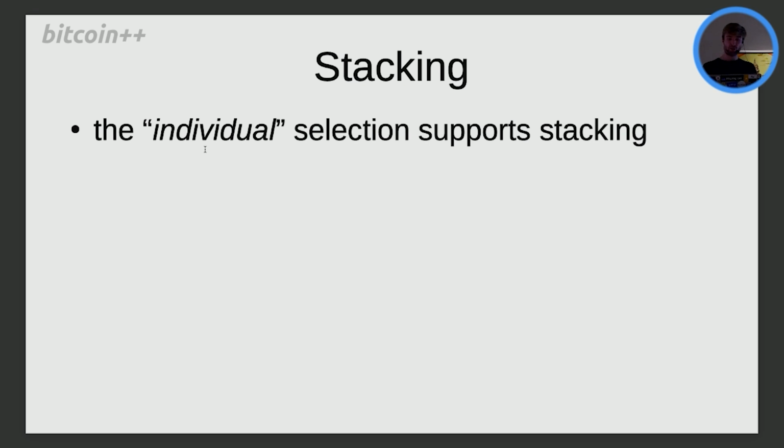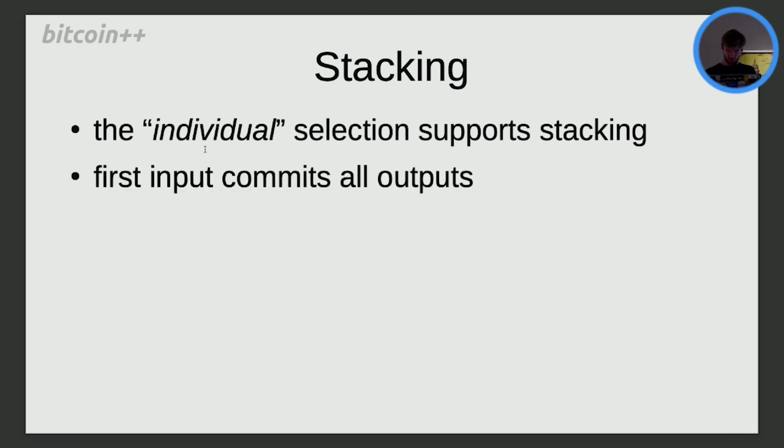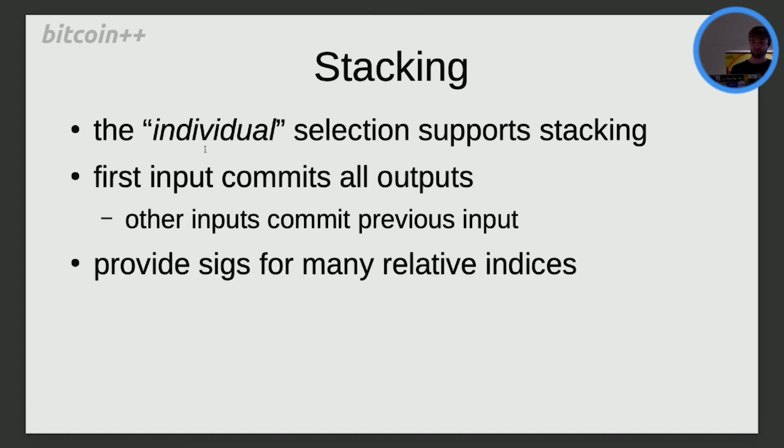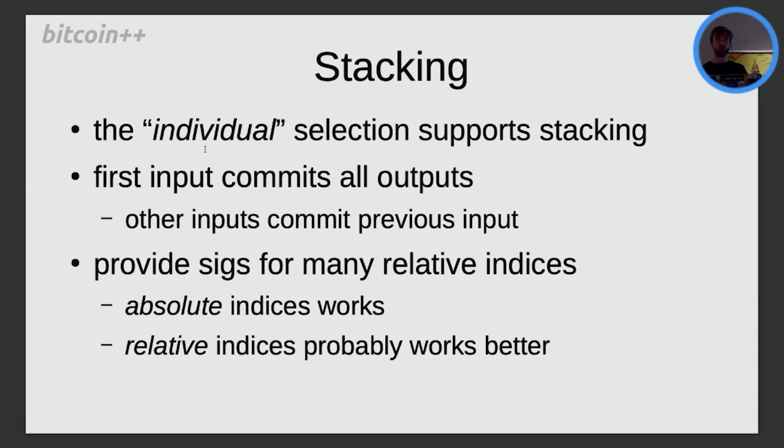So you use the individual selection mode for this. The way you would do this is that the first input commits to all your outputs, and then the other inputs would just commit to the previous input to also be there to make the scheme efficient. And then you provide a lot of different SIGs, and then the coordinator puts them together to make sure that the configuration just works out. So probably you're going to say I have 2 inputs, 3 outputs, so I'm going to say I want the 2 at the same height, and then the other one I just sign 1,000 times, +1, +2, +3, +4, and then the coordinator can just pick the right one. It's a bit of an inefficient way to do stacking, but since this is all off chain, it doesn't really matter too much.